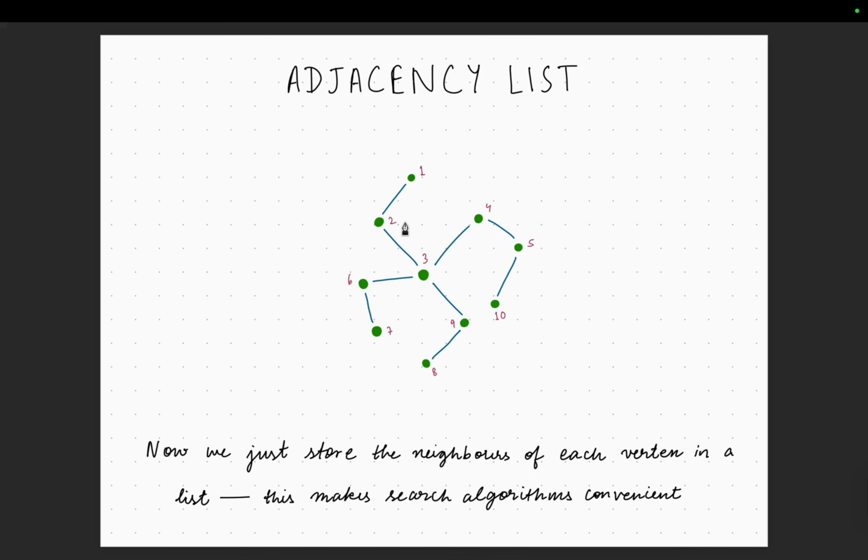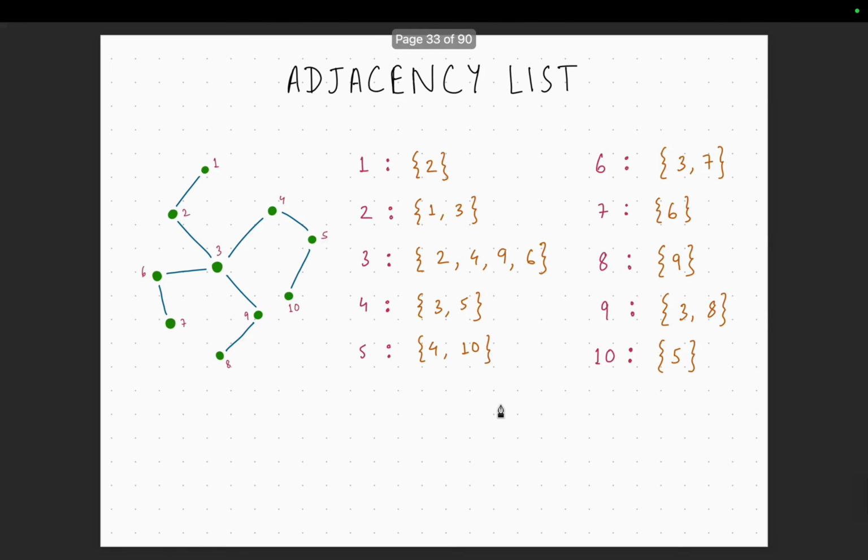For example, here the list corresponding to 1 would store 2, and the list corresponding to 2 would store 1 and 3, and so on. So here are lists of all the neighbors of each element. You can check that this is correct, hopefully. 1 has neighbor 2, 2 has neighbors 1 and 3, 3 has 2, 4, 9, 6, and so on. And then you store it in a bigger list.